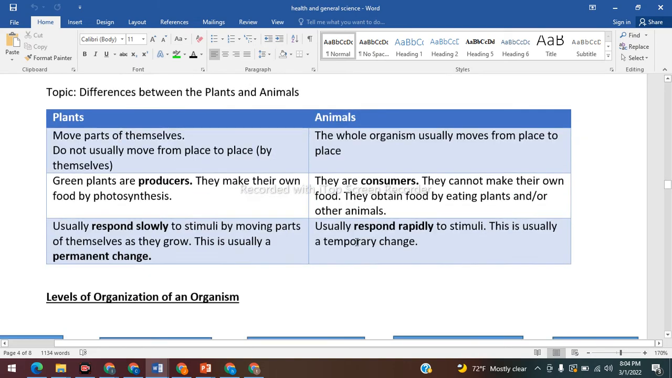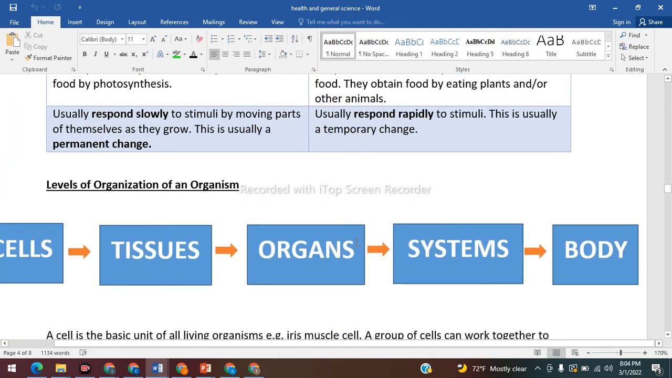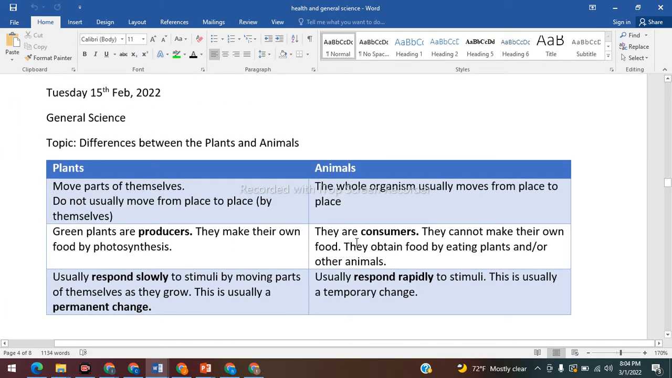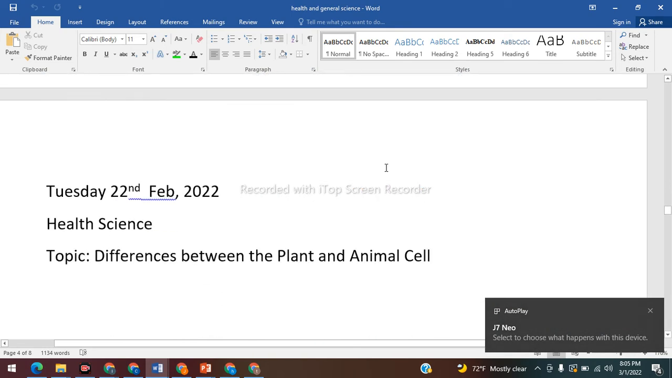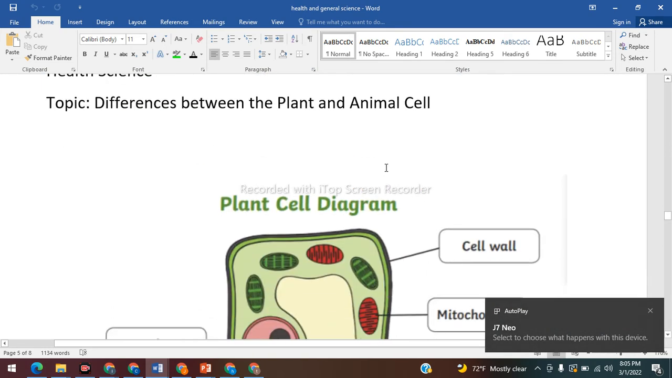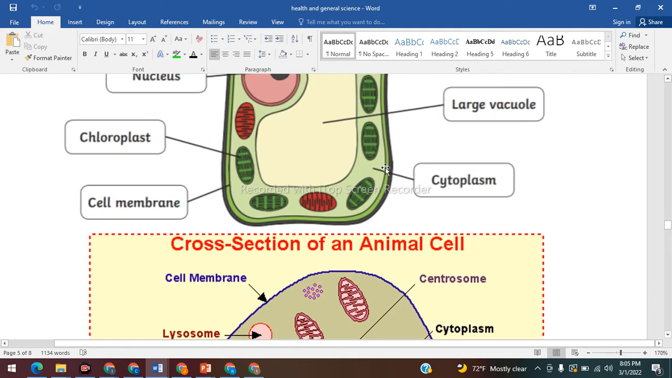Alright. Okay, so general science, where are we? We talked about the differences between plants and animals. Nathan, you here? In the flesh? Yes, sir. Very good. Good to hear your voice, and good that you're participating. What was the last thing we did in health science? We were doing the differences between plant and animal cells. We didn't finish this, eh?